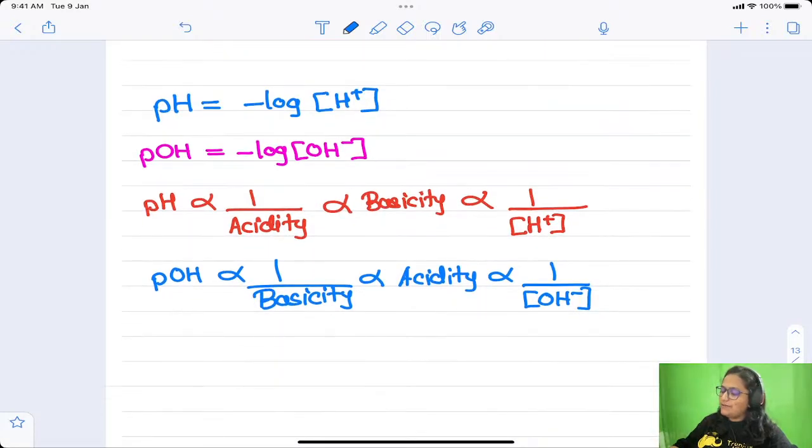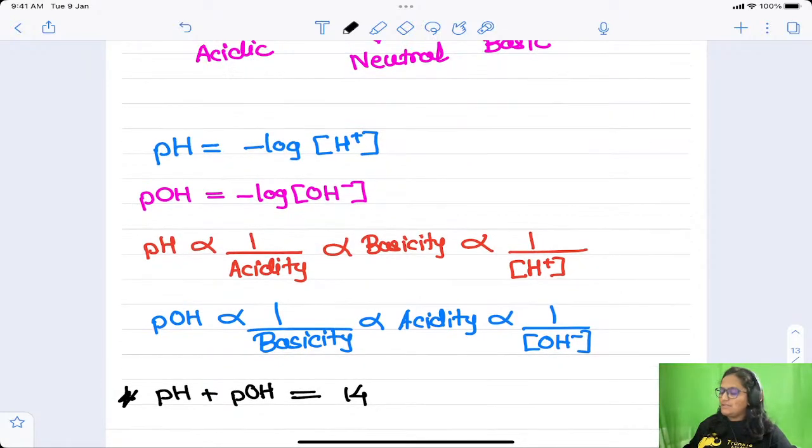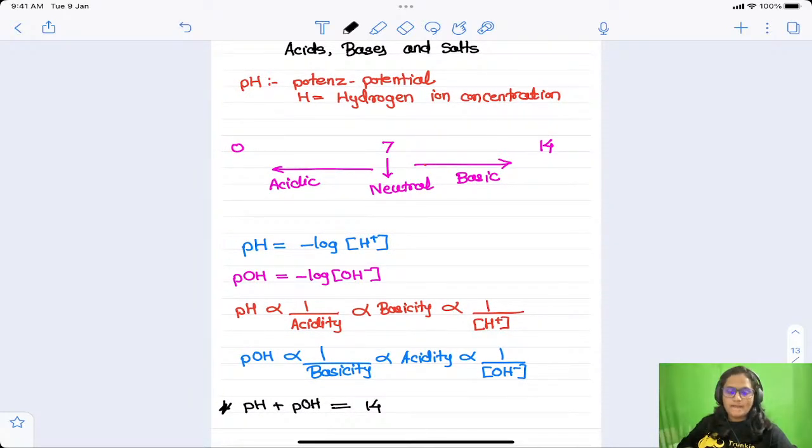And one more formula I will write down here to remember: pH plus pOH is equal to 14. This is also a very important formula. You can take a screenshot of these formulas, all these pages, and then we will see a few more questions regarding the same chapter. Whatever doubts you have, you can let me know in the chat box.